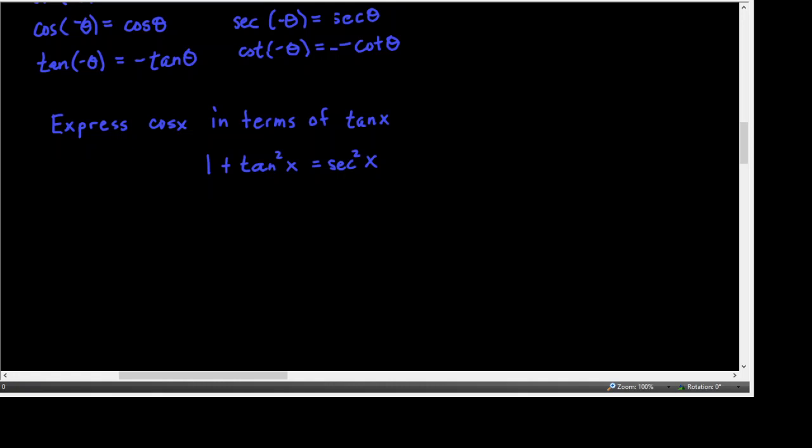So I'm going to take the reciprocal of both sides of this equation. So 1 over 1 plus tangent squared x. And then if I take the reciprocal of secant squared x, I get cosine squared x. So I've taken the reciprocal of both sides. Then, to solve for cosine of x, I'll need to take the square root of both sides. Please don't forget you need to insert plus or minus whenever you take the square root of both sides of an equation.